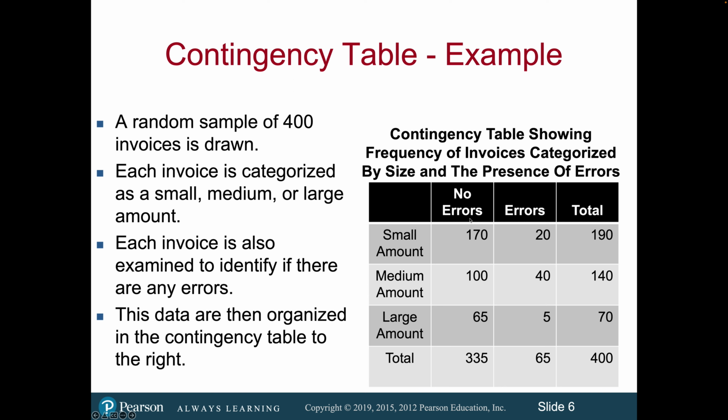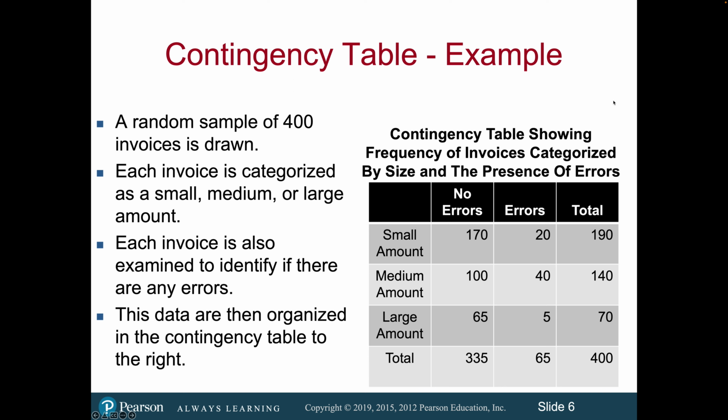This 170 represents the invoices that were small and contained no error, and the 20 represents the invoices that were small that contained an error. So there were 190 total small invoices. The 65, on the other hand, would represent the total number of errors that were observed. The total sample size will be this number, which is equal to 400.